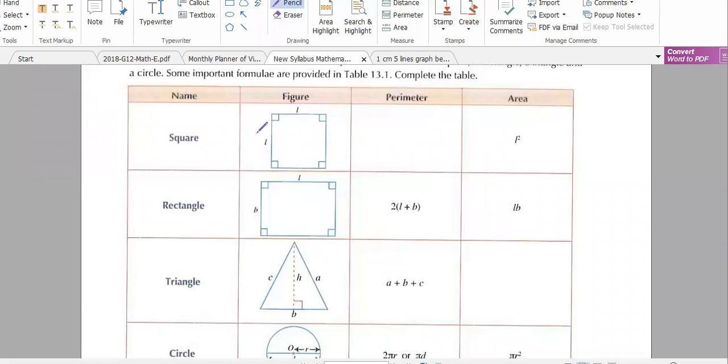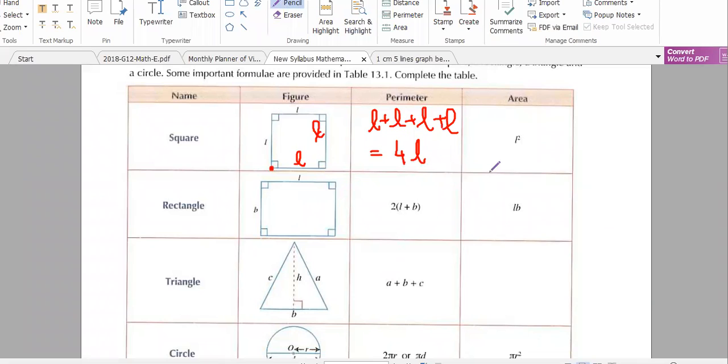So the perimeter of the square will be, perimeter is actually the boundary. If we start moving from this point, this will be L and then L plus L plus L. So the total length will be 4L, or L plus L plus L plus L. So the perimeter of this square will be 4L.